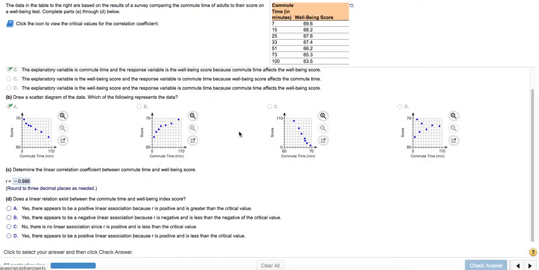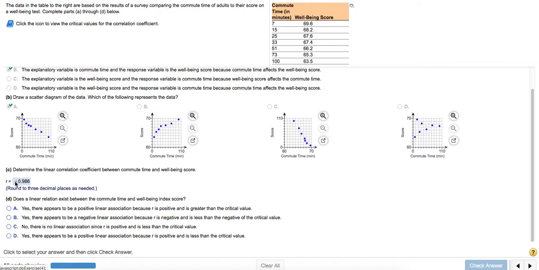Okay, great. Moving on in the question, this is the final part, and it says, does a linear relation exist between commute time and well-being index score? I mean, definitely the answer is yes. I mean, this is so close to -1. In general, you have to be a little bit careful. As this number gets closer to 0, where's the cutoff point? What if it were -0.7? I mean, is that going to be linear enough?